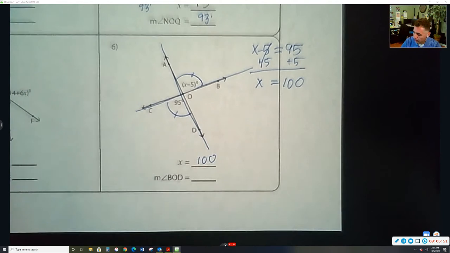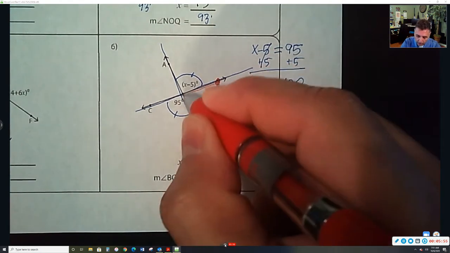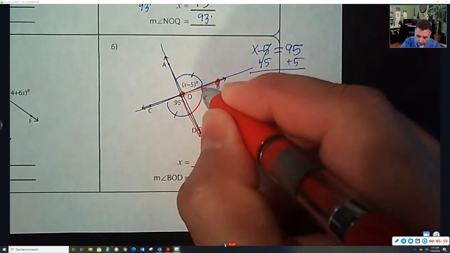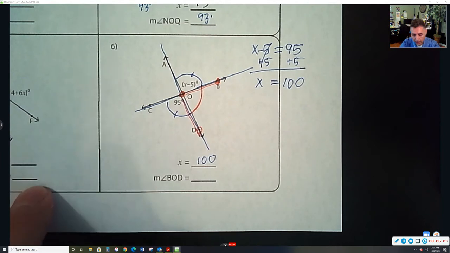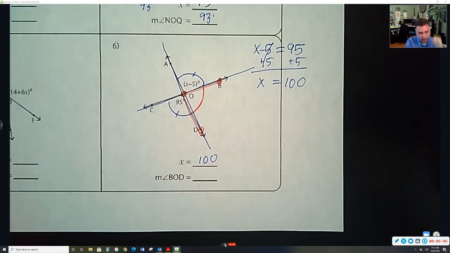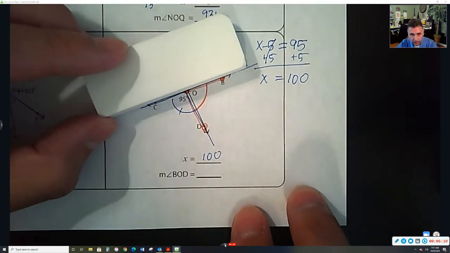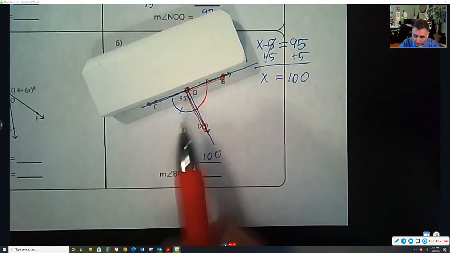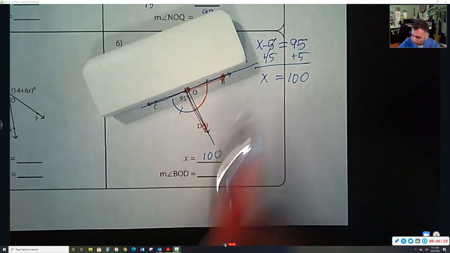Well, again, to figure out where BOD is, we just need to trace the letters. Here's B, there's O, here's D. So we're looking for this angle measure in here. Okay. Again, I'm gonna cover up part of my diagram because I don't need it to view the whole diagram. I need to realize, hey, these two angles here form a linear pair, right?